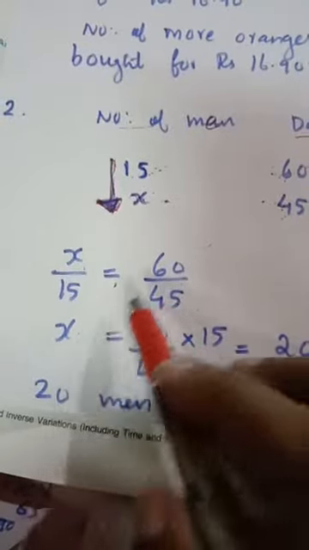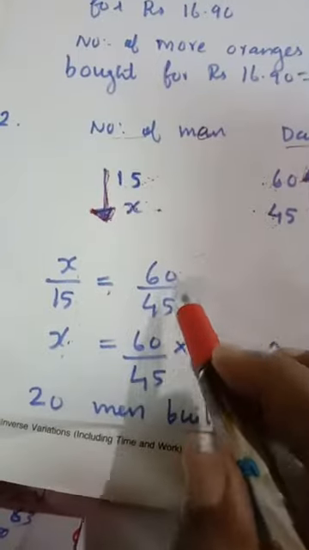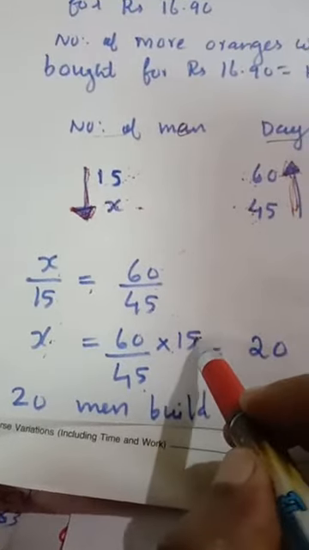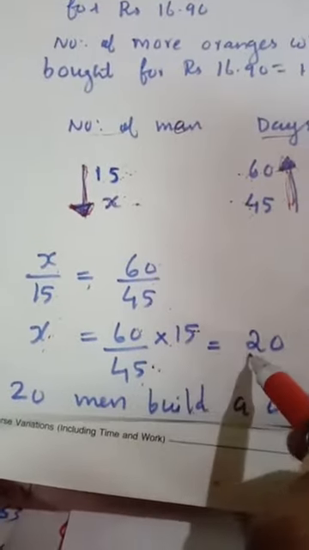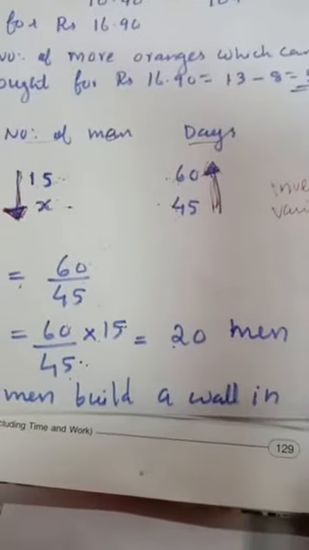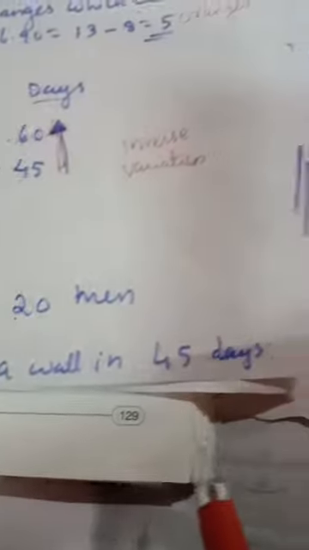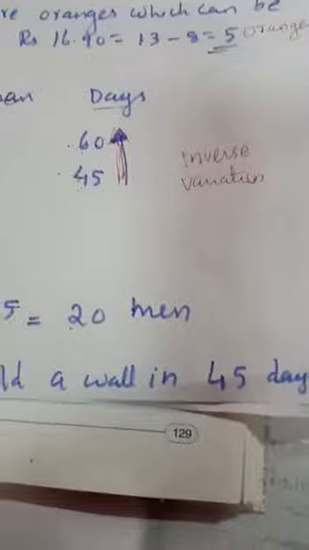Now cross multiply. x is equal to. We need x, so 15 goes to the opposite side. 60 by 45 into 15. 1 into 15, 15. 3 into 15, 45. 60 by 3 is 20. So 20 men are needed to complete the work in 45 days. 20 men build a wall in 45 days. But this is not our question. Our question is how many more men are needed.